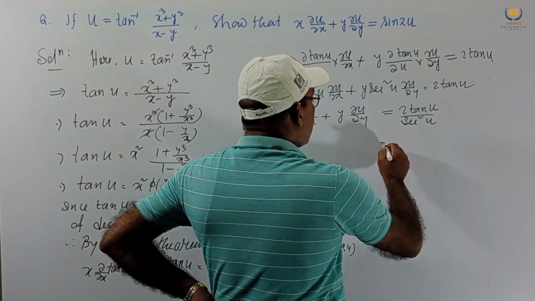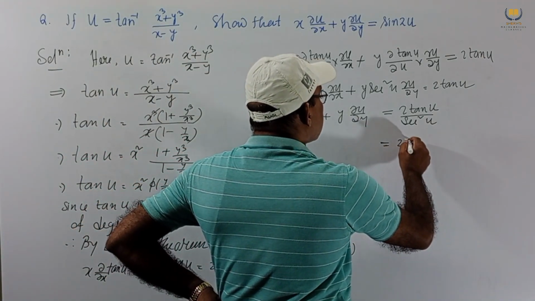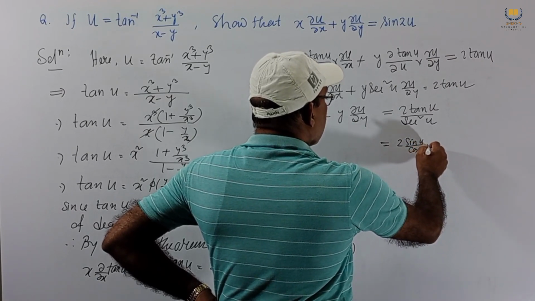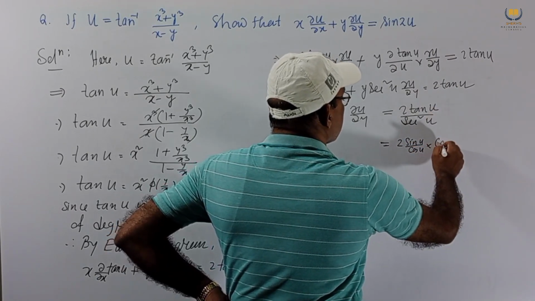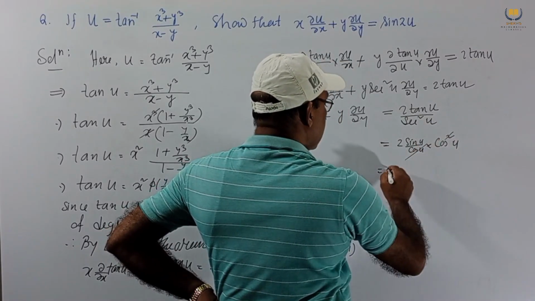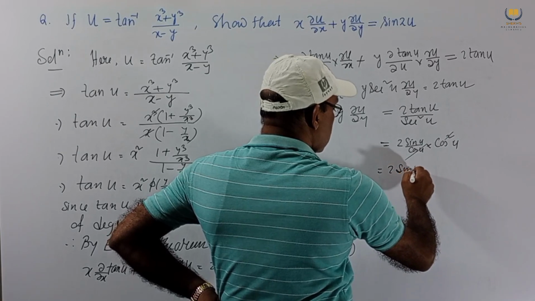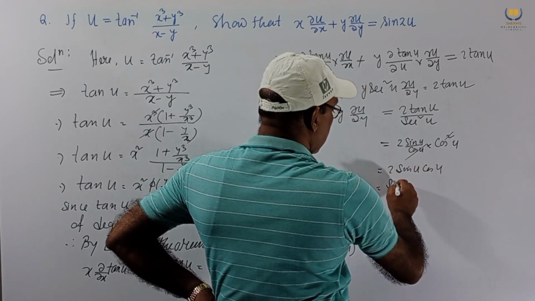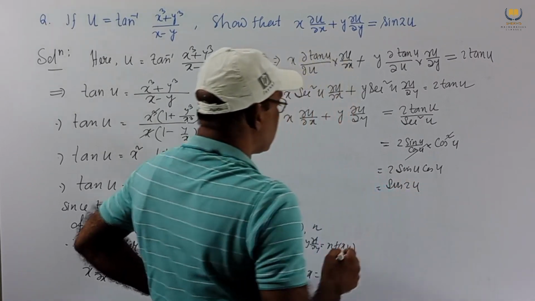Now tan means sin by cos, and 1 by sec square means cos square, and one cos is cancelled, we get 2 sin u cos u. This is sin twice u, and this is the proof.